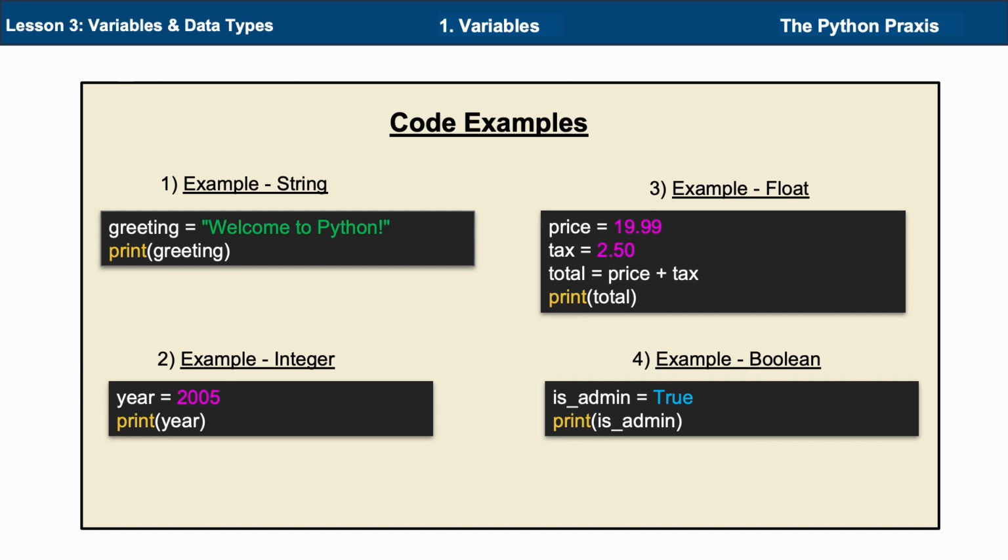Here's an integer: year = 2005. For floats, we can do calculations like price = 19.99, tax = 2.50, then calculate total = price + tax. Boolean values are straightforward: is_admin = True. And finally, strings store text, like this greeting. greeting = "Welcome to Python".